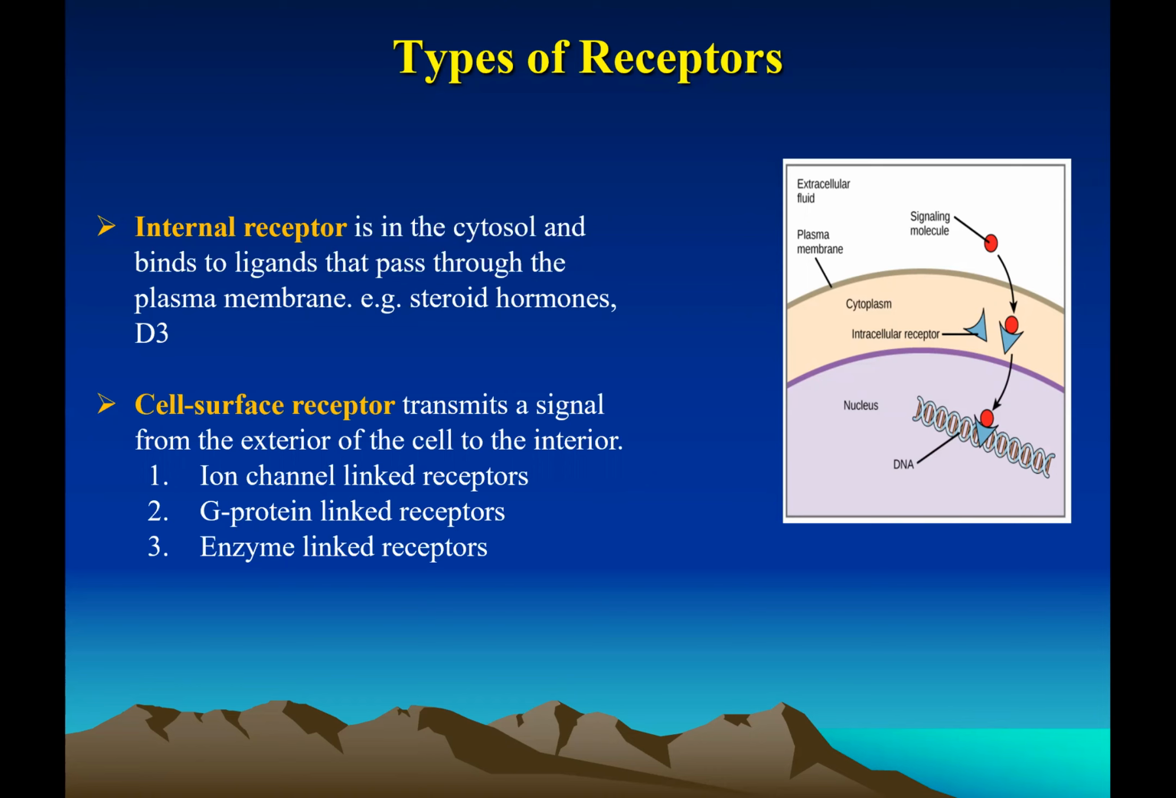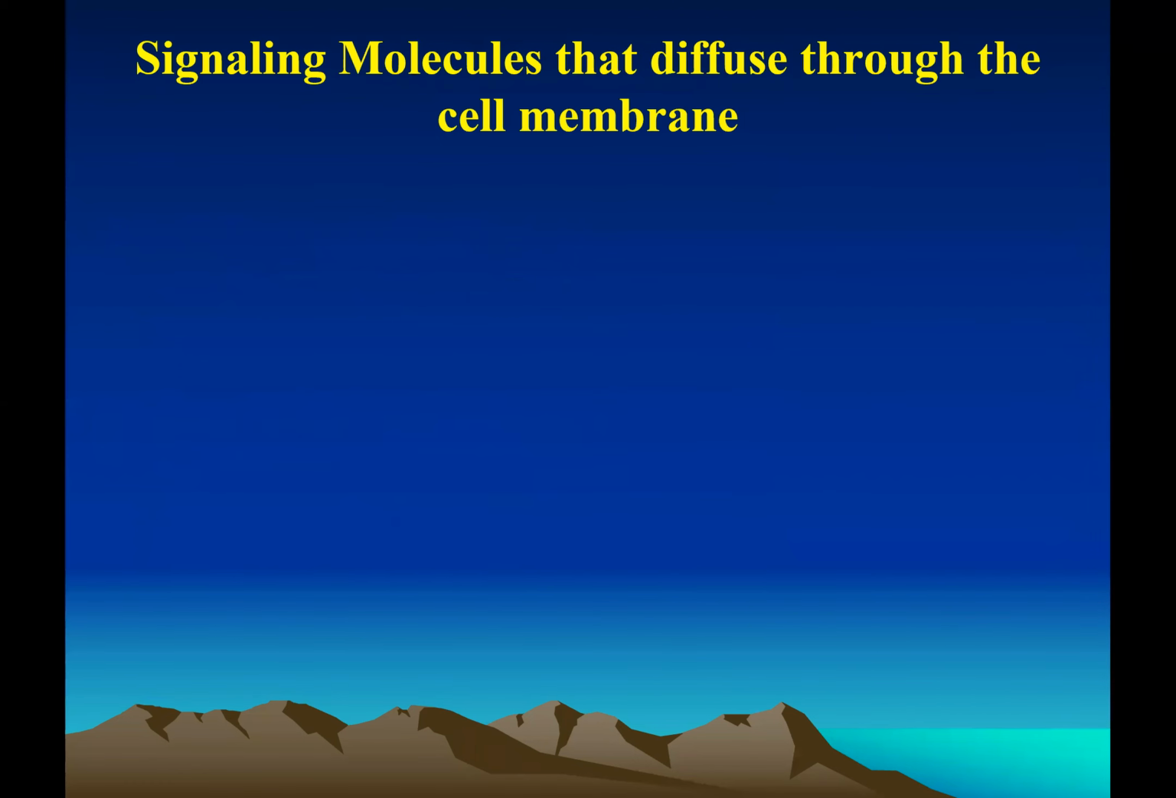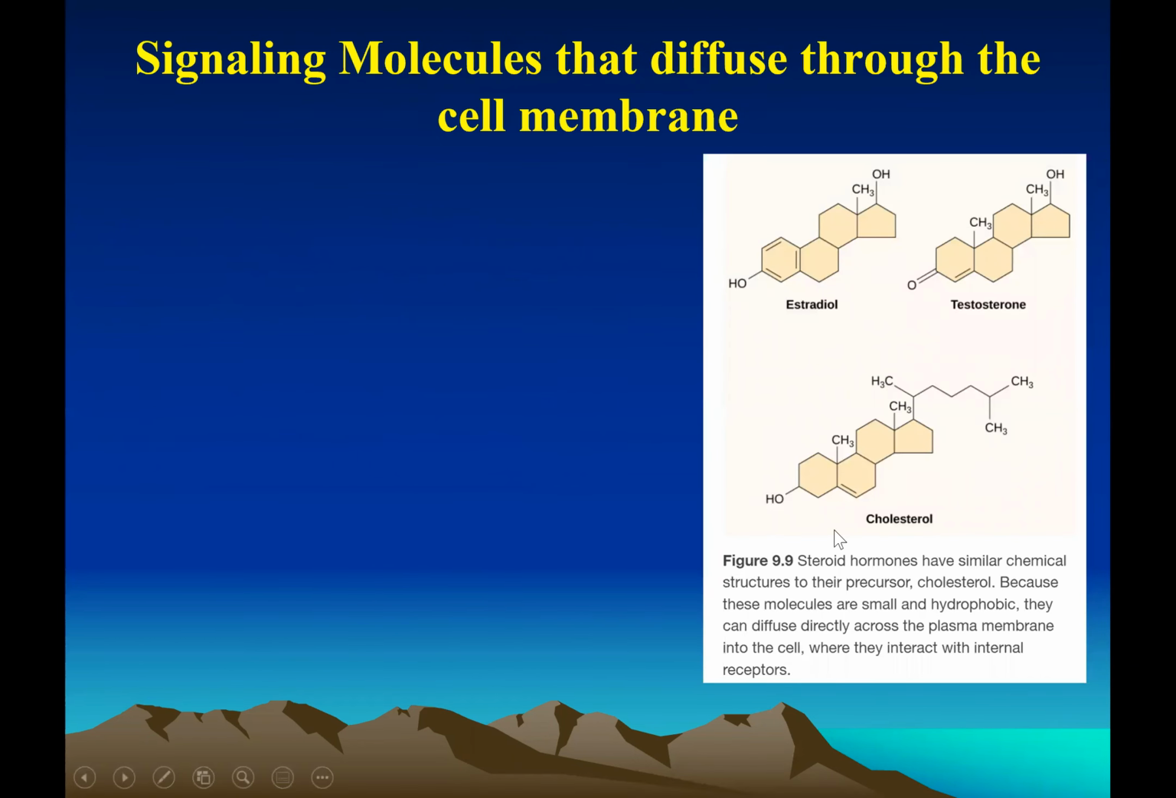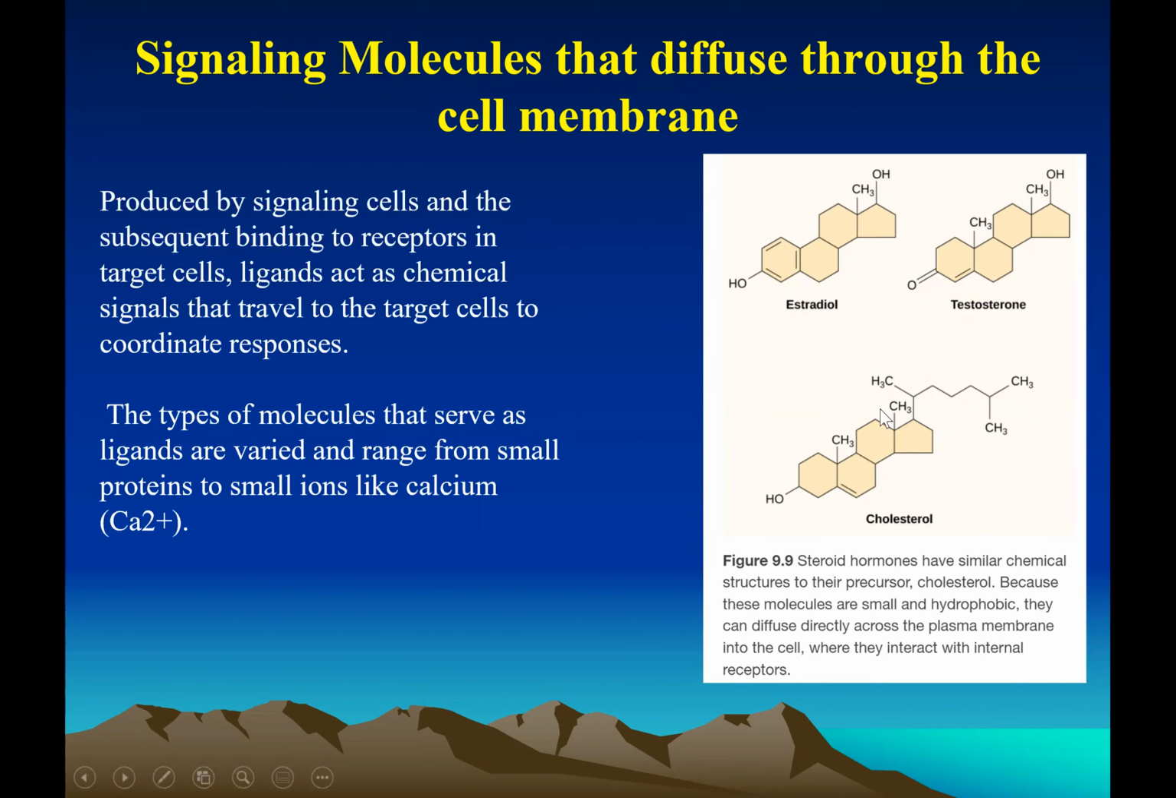So here's a picture of the molecules that can diffuse through the cell membrane. Here's a picture of steroid hormones. They have a very similar chemical structure to cholesterol because that's the precursor. The molecules are very small and hydrophobic, and they can diffuse across the plasma membrane.